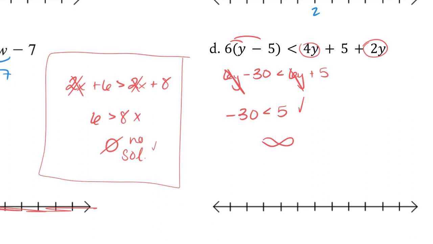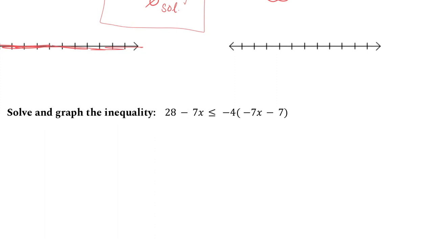All right, so moving on. Solve and graph this inequality. Let's go ahead and do that. So again, you can't do anything on the left side, so just 28 minus 7x is less than or equal to. That's going to give us 28x minus 28.